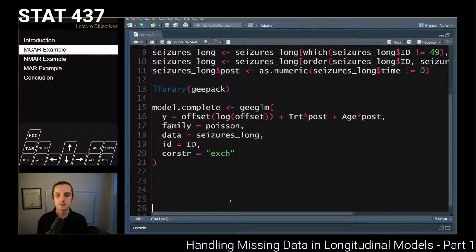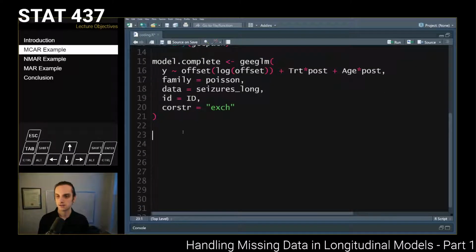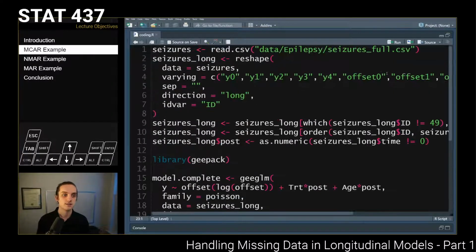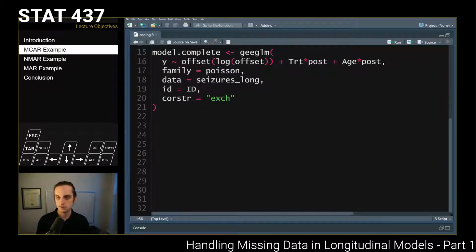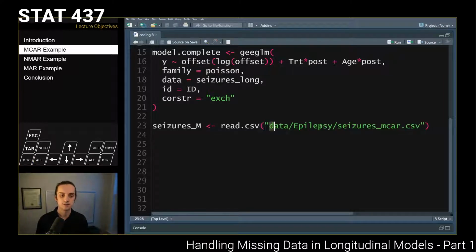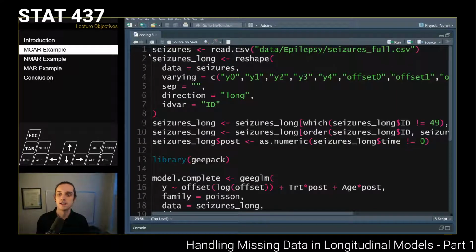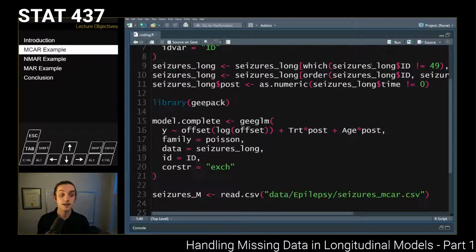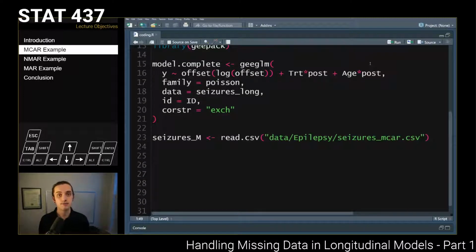Okay, so what happens if there is some missingness observed? So in addition to this seizuresfull.csv file on the course website, you should also find a seizures MCAR file. Okay, so seizures MCAR is a data set that I have taken the full data and just made some of it missing completely at random.